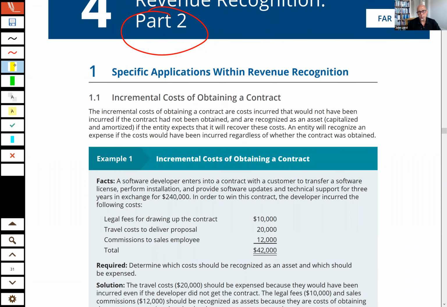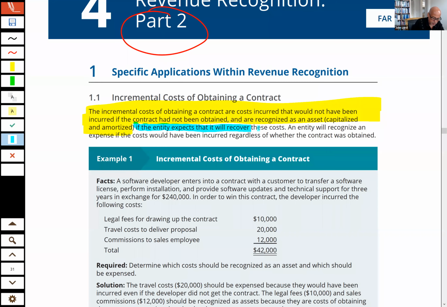If you would have incurred the cost anyway, regardless of whether you got the contract or not, then the requirement is that we simply expense that cost. Okay, so let's just take a look. The incremental cost of obtaining a contract, or cost that would not have been incurred if the contract had not been obtained, should be capitalized as an asset. And then, of course, like all assets, except I guess maybe land and goodwill, should be amortized.